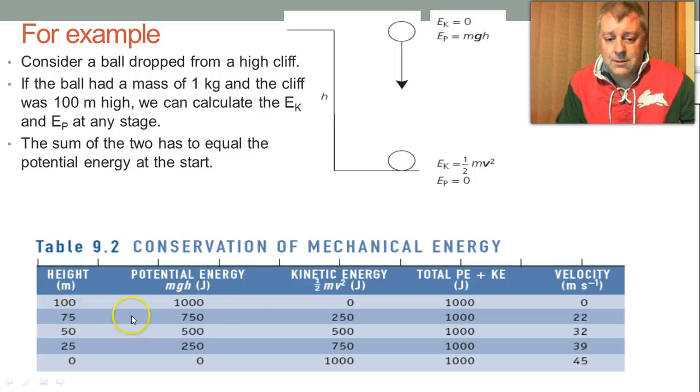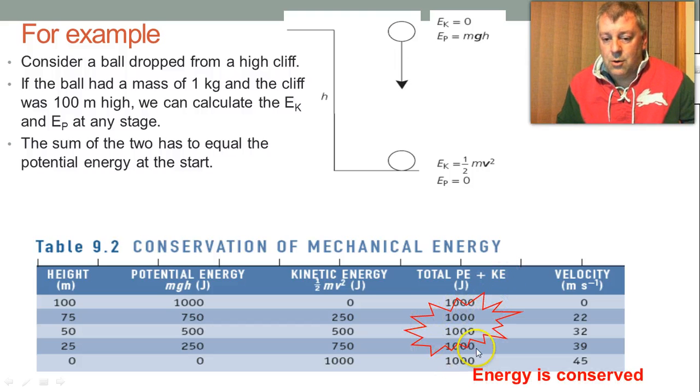But as it's falling, its velocity is increasing as it's getting faster and faster due to gravity, so its kinetic energy will be increasing, because that's half mv squared. But as it's falling, its potential energy is decreasing. But notice here the total of the potential energy and the kinetic energy, it's always the same, so energy is being conserved.